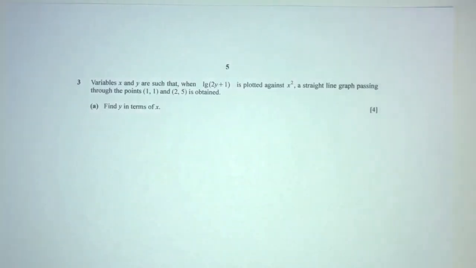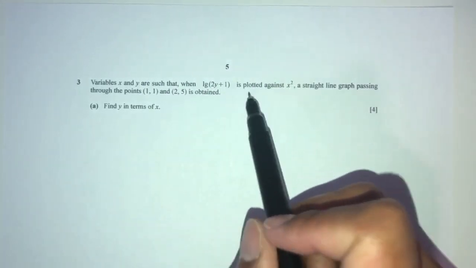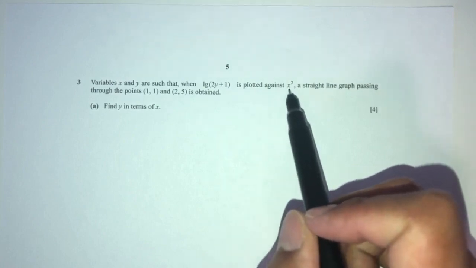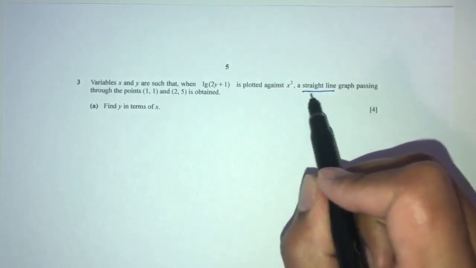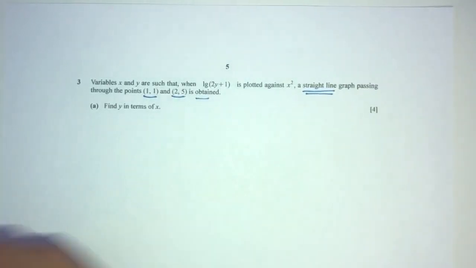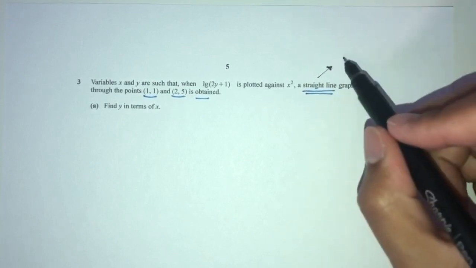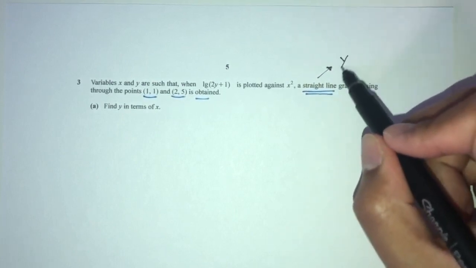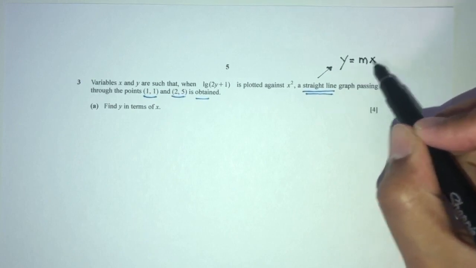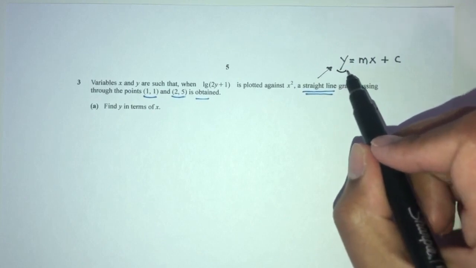Now let's move on to question number 3. So here we have variables x and y such that when the log of 2y plus 1 is plotted against x squared, a straight line graph passing through these points is obtained. Okay, so I hope you guys know by now, usually when we have a straight line graph, what is our equation? You would say a straight line equation looks like y is equal to mx plus c. Now in this case, our variables were y and x.